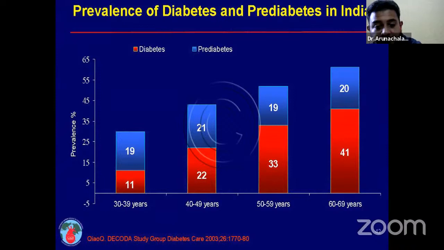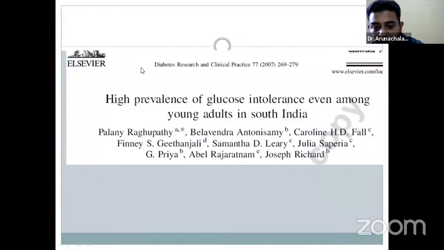So we are in the correct position to screen these pre-diabetic people. The high prevalence of glucose intolerance is very common even in South India, among very young adults, the people who are going to school.